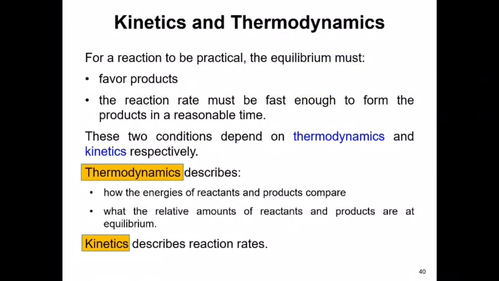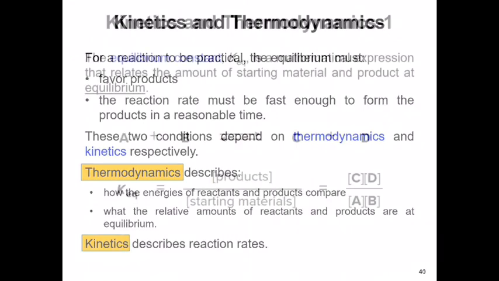So let's go ahead and switch gears here and talk about kinetics and thermodynamics. In organic chemistry, we synthesize a lot of different molecules, and so in order for that chemical reaction to be practical, the equilibrium must favor the formation of the products, and the reaction rate must be fast enough in order to form the products in a reasonable amount of time. And so this is when thermodynamics and kinetics come into play. Thermodynamics basically describes the energy and equilibrium, whereas kinetics describes reaction rates.